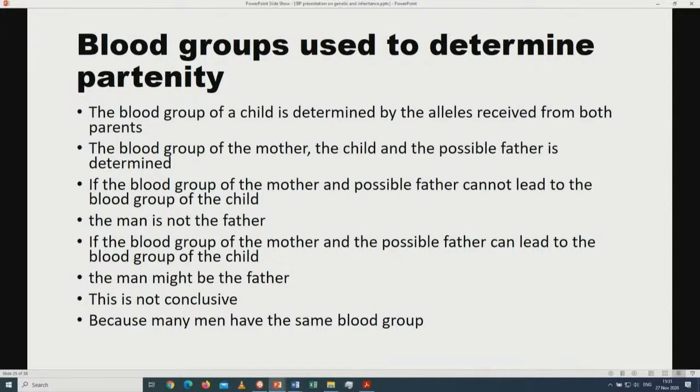But if the blood group of the mother and the possible father can lead to the blood group of the child, the man might be the father, because this is not conclusive, as many men have the same blood group.